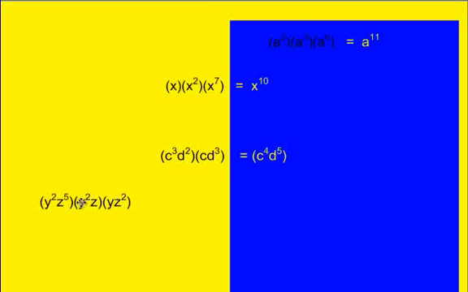I have x squared and x squared, which makes 4, and one more is 5. z to the 5th, one more is 6, 7, 8, 5 and 8.